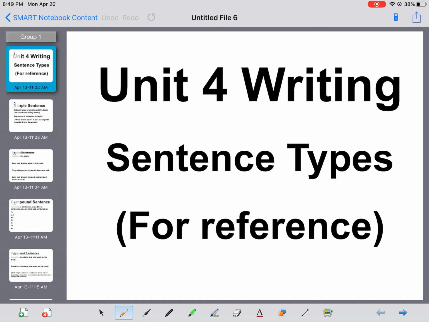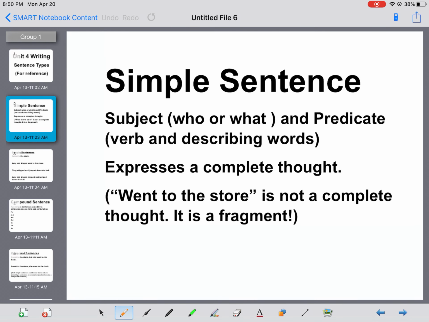And then if you have any questions throughout the unit, you come across a type of sentence, and you can't quite remember what it is from grammar class, you can jump back to the video and watch it and hopefully figure it out from there. So the first type of sentence we're going to look at is the simple sentence.